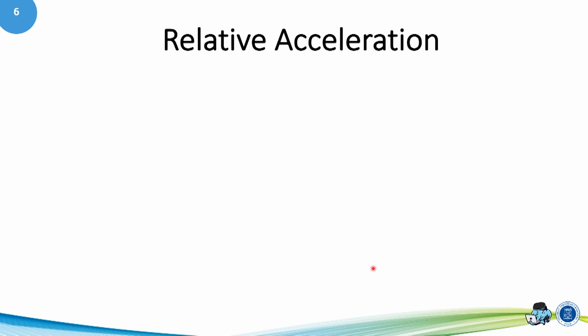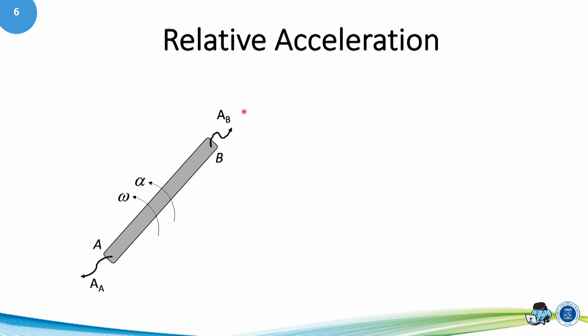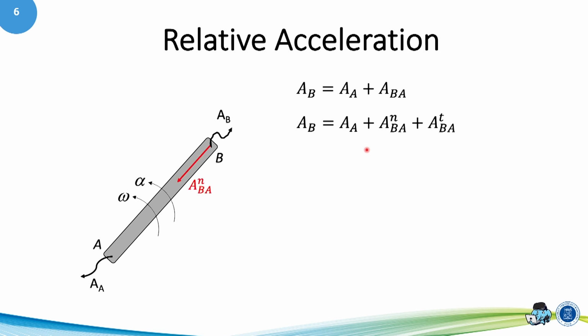Then, how about relative acceleration? Now, both points A and B are in motion. You can see it here, the point A has the acceleration, and the point B also has the acceleration. Same as with velocity, we can also derive the relative acceleration as AB equals AA plus ABA. Note that ABA here is the relative acceleration, and it also has the tangential and normal components. ABA normal here has the direction parallel to the link and goes to the center of the rotation.